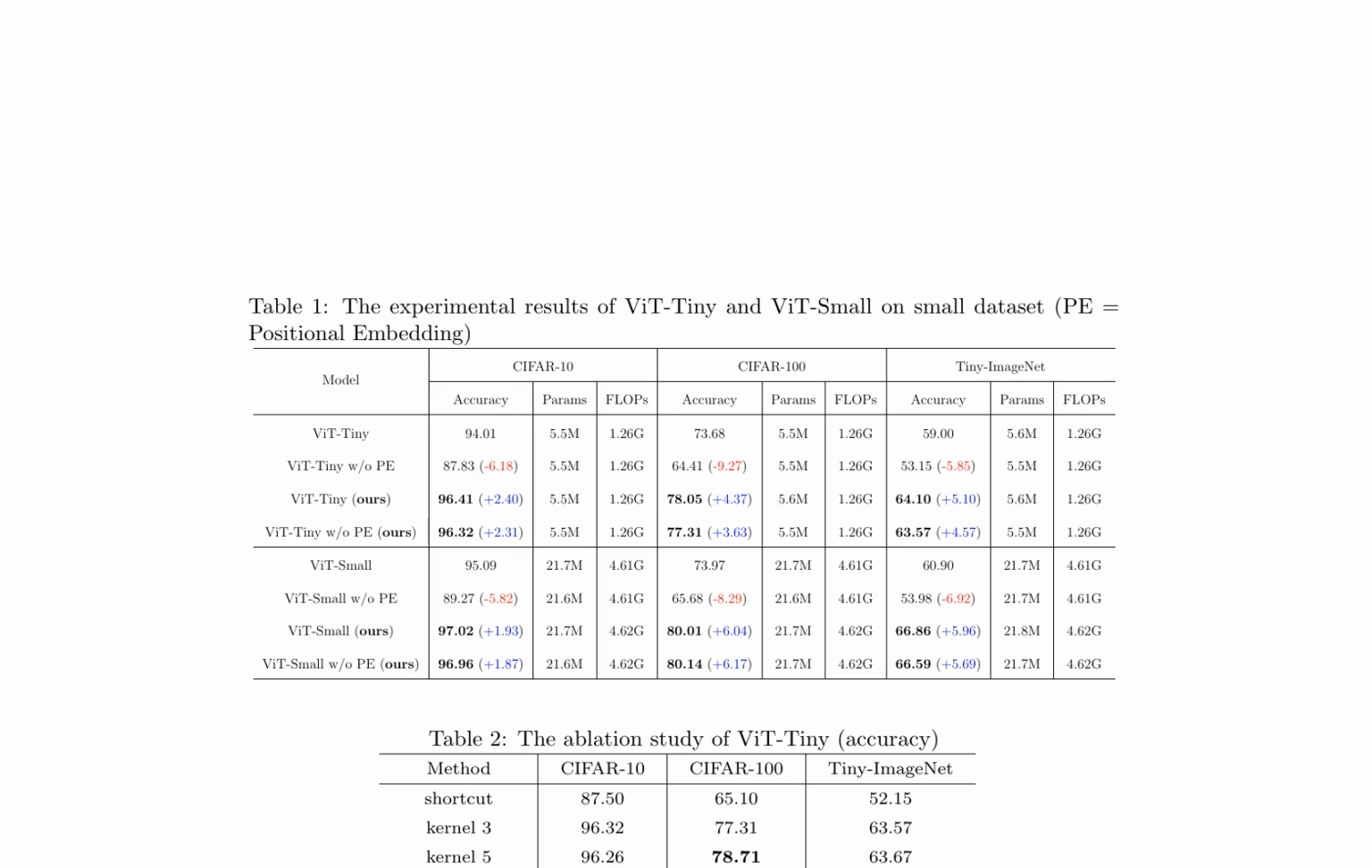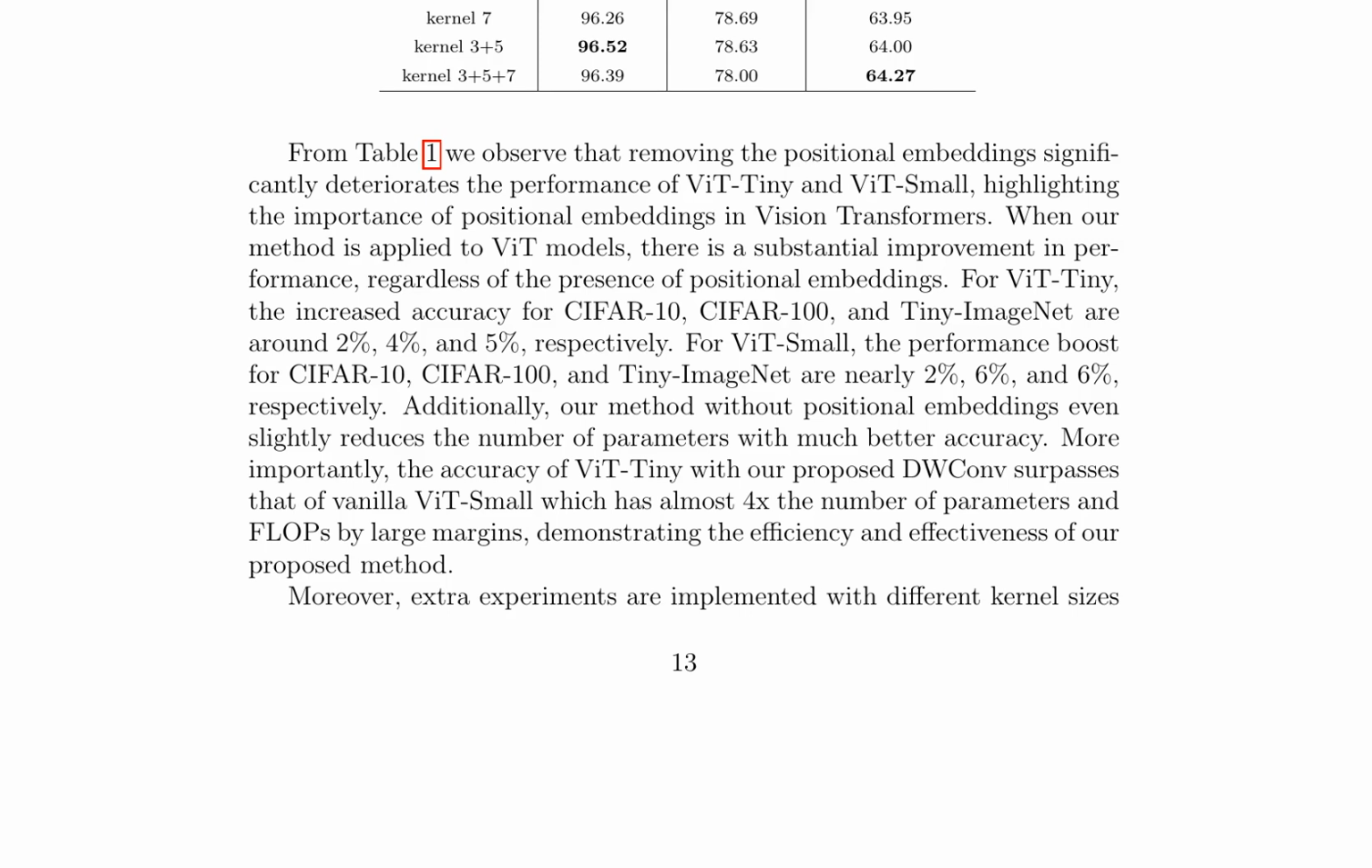However, when the proposed approach is applied to ViT models, there is a substantial improvement in performance, regardless of the presence of PE. For example, ViT-Tiny with the proposed approach achieves an accuracy of 96.41% on CIFAR10, outperforming the vanilla ViT-Small model, which has almost 4x the number of parameters and FLOPs. Ablation studies are conducted to investigate the impact of different kernel sizes and parallel DW-conv modules on the performance of ViT-Tiny.